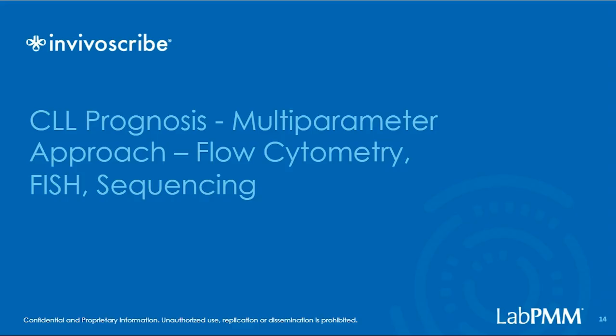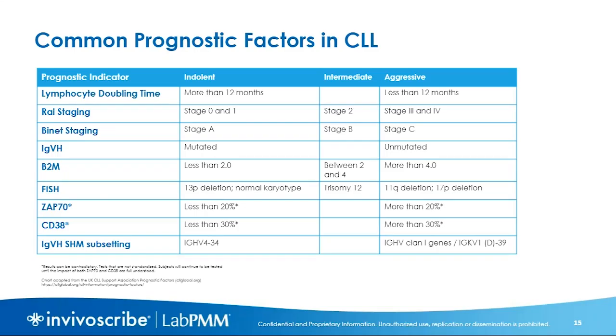Now, moving forward, let's discuss the multi-parameter approach regarding the prognosis of CLL. This area has evolved from the incorporation of FISH and sequencing, where for quite some time we were mostly using flow cytometry-based prognostic markers. Described in this table are common prognostic factors in CLL, stratified into three categories as indolent, intermediate, and aggressive.